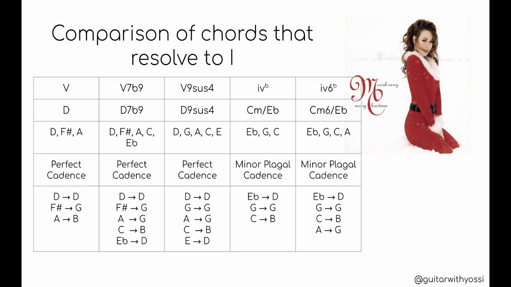Anyway, let's now look at our plagal cadences. So we've got E flat in the bass, we've got G, we've got C. Our E flat is going to fall down to D. Our G is going to stay on G, and our C is going to fall down to B. I find that plagal cadences have a really comforting feeling, like sighing. People refer to plagal cadences as amen cadences, and you can see why.